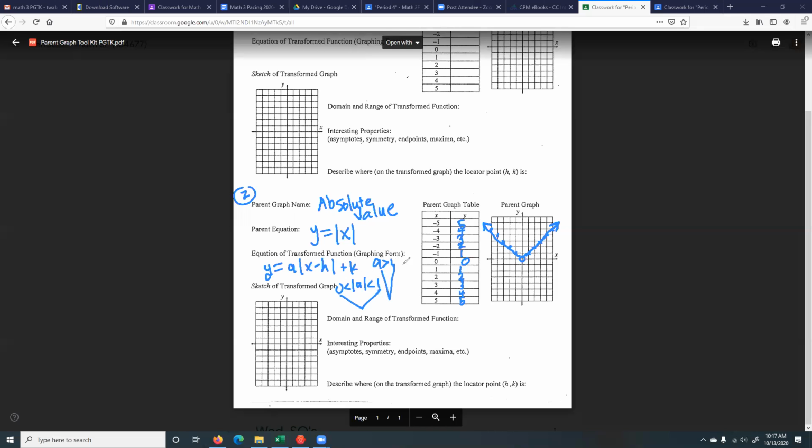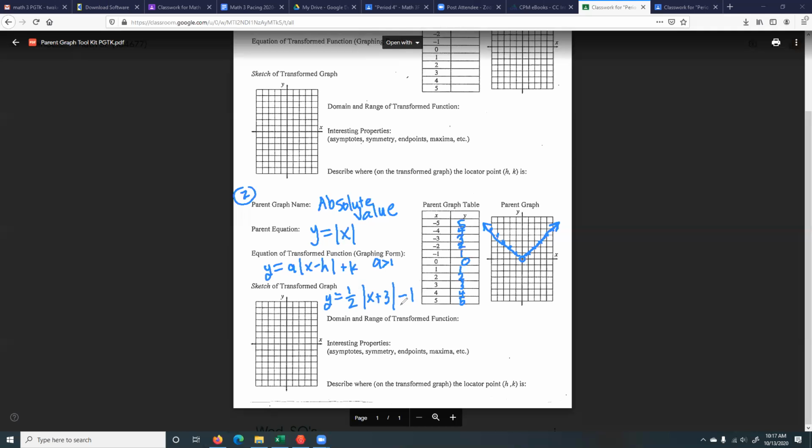Okay, I need to erase that though, because I need to put a function here. So function, back to writing. So I need to put a transformed function. So let's put y equals 1/2 times the absolute value of x plus 3, minus 1.